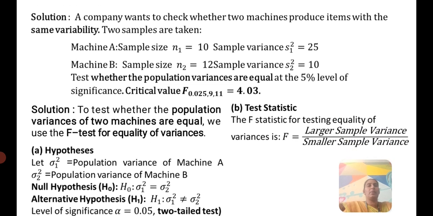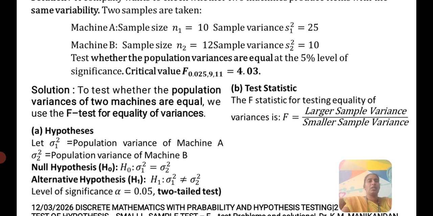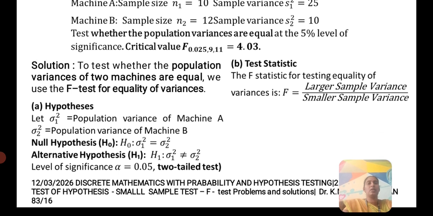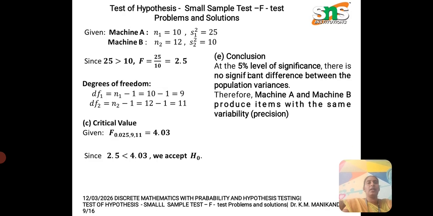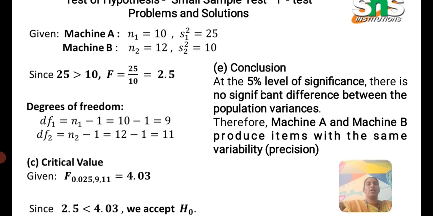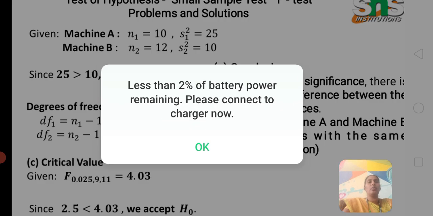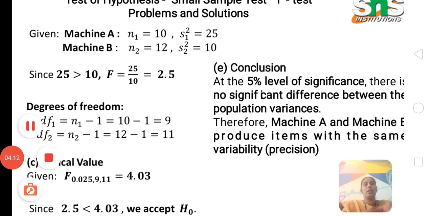By calculating the sample variance, you already know the F test formula, the larger sample variance by the smaller sample variance. H0 is sigma 1 squared equal to sigma 2 squared, and H1 is sigma 1 squared not equal to sigma 2 squared. So this is a two-tailed test, and if you calculate the value, you will get 25 by 10, which is 2.5. Degrees of freedom we also have to calculate: N1 minus 1 and N2 minus 1, that is 10 minus 1 equals 9, and 12 minus 1 equals 11.